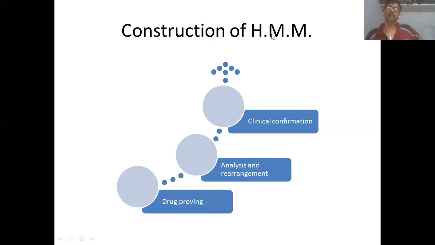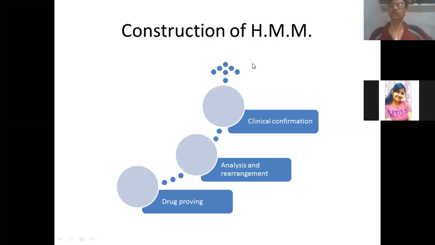Somebody has requested that I repeat this construction of homeopathic materia medica, so I will repeat and then we'll continue. This construction is not the task of a few weeks or months. It took years. There are basically three steps, and in the initial stage there is a drug proving.